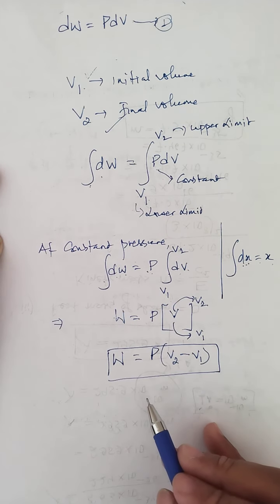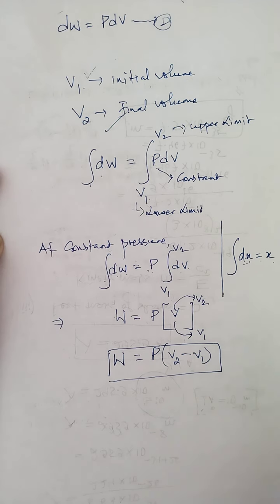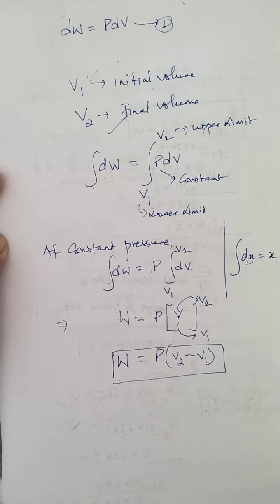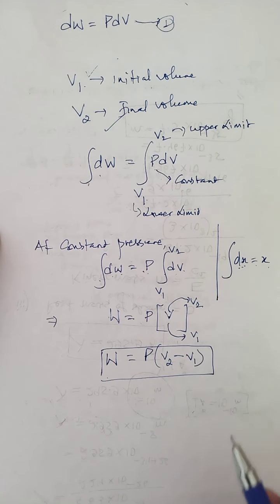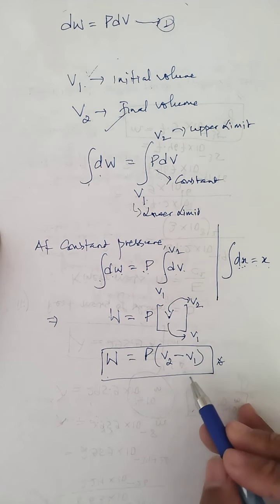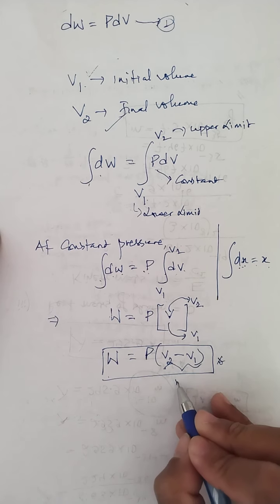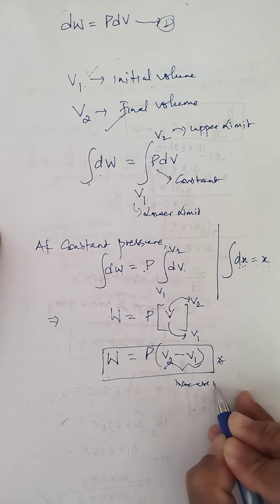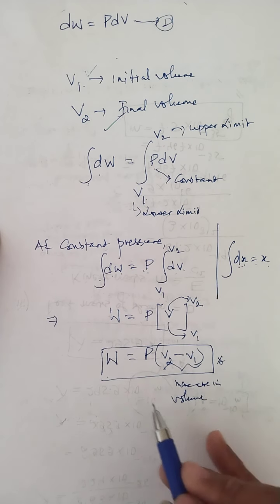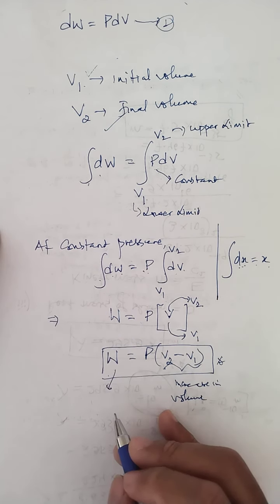Now this is a work done by the gas. Now this is work done by the system of gas at constant pressure. So this work done by the gas at constant pressure is given by W equals to P bracket V2 minus what? V1. So children, one point you need to keep in mind out here, that this relation measures the work done by the system. If the volume of the system increases, this is the increase in what? Volume.